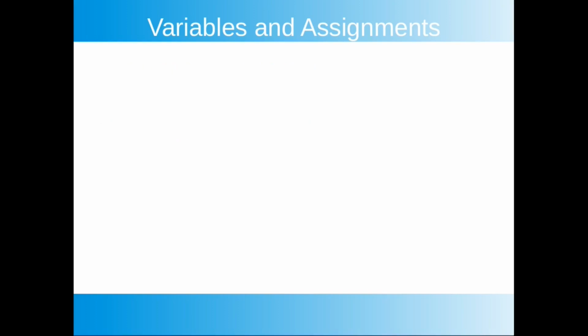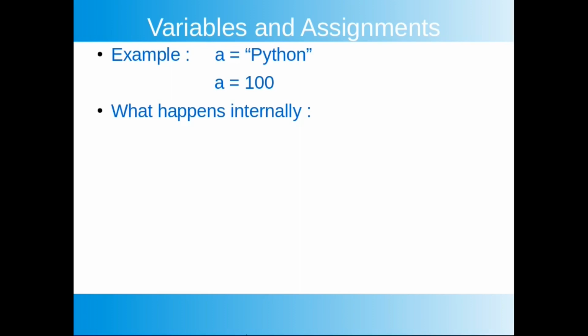Python also supports dynamic typing. That is, here a variable pointing to a value of a certain type can be made to point to a value of a different type. For example, we have assigned Python to a, and during the course of time, we assigned another value, that is 100, to the variable a. Now a refers to the current value, not the previous one. So let us see how this happens internally.